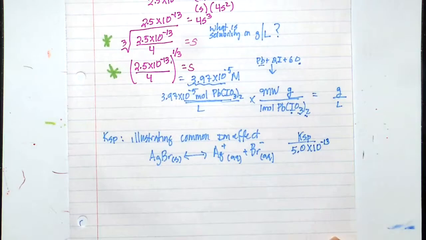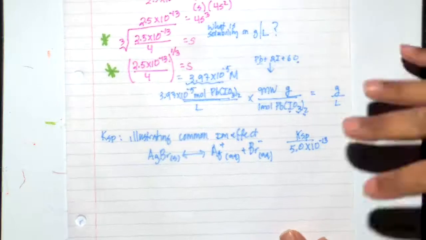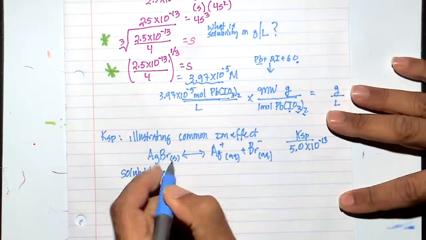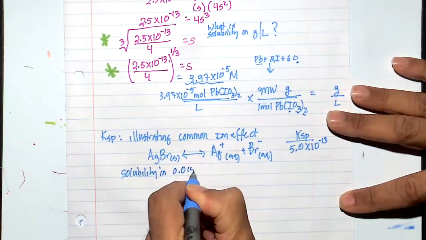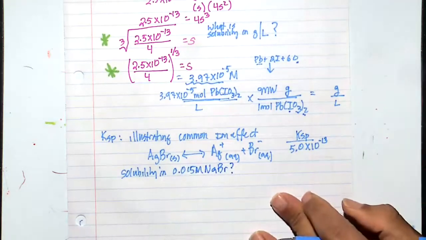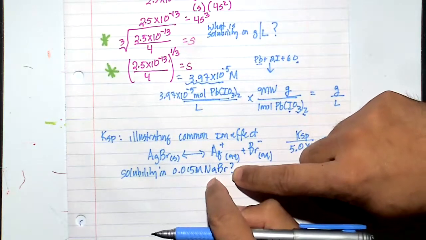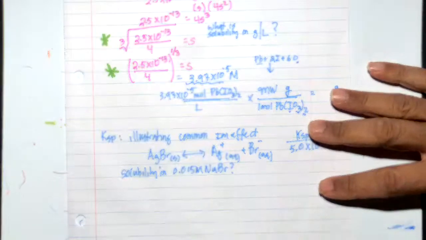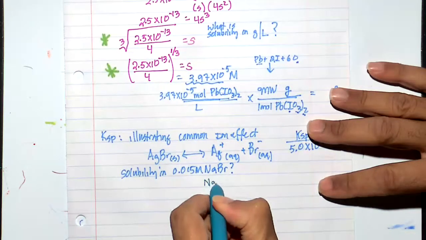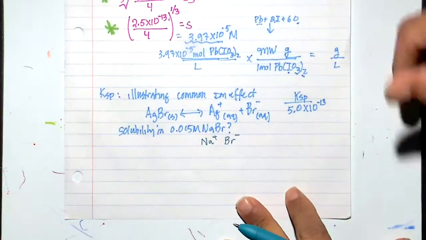But I'm going to ask you this question. Here, if everyone looks, this is the solubility in water. What if I ask you, what is the solubility in 0.015 molar NaBr? So not the solubility in pure water, but the solubility in water that contains dissolved NaBr. Right, so this is the common ion effect. NaBr is nothing more than Na plus and Br minus. All right. So let's do our ice table one more time.